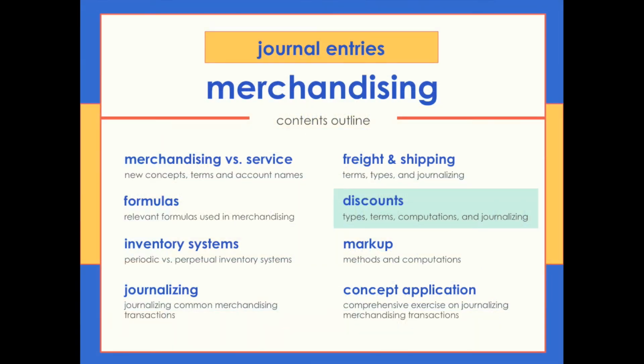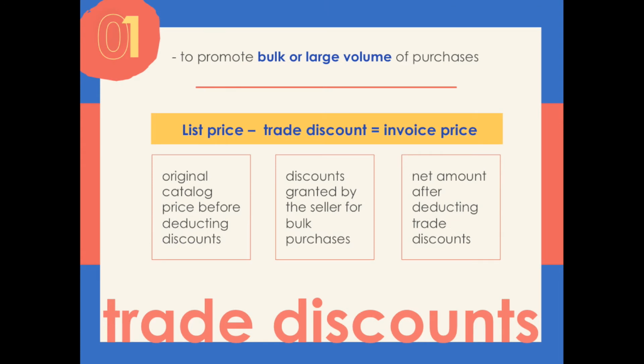And now we'll be talking about the different types of discounts, how to compute, and also how to journalize them. First, we have trade discounts. This is the type of discount granted by suppliers to promote bulk or large volumes of purchases. Three terms you need to know here are the list price, the trade discount, and also the invoice price. When we talk about the list price, we're referring to the original catalog price before any trade discount is deducted. After deducting the trade discount from the list price, we get the invoice price, which is the net amount that is also recorded by the company.